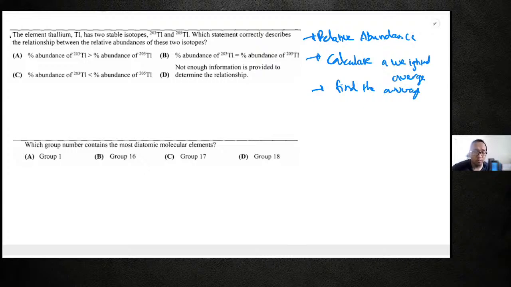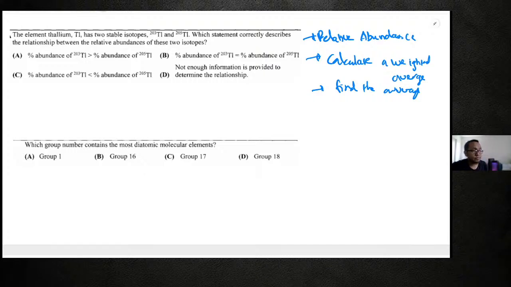thallium 205. Again, we are discussing isotopes. Which statement correctly describes the relationship between the relative abundance of these two isotopes? Okay. First option, the percent abundance of thallium 203 is more than 205, and then, well, we can do it together.